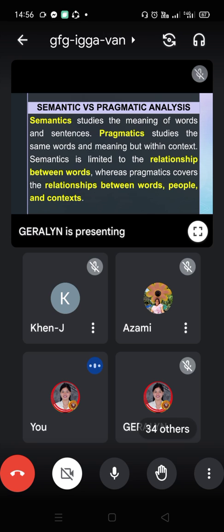Next is we have the semantic and pragmatic analysis. Semantics studies the meaning of words and sentences. Okay? Meaning of words and sentences, as in the literal meaning of words and sentences. But pragmatics studies the same words and meaning within a context. Kung sa ganitong context, do you remember? We have discussed this exam 2 period. Anybody? What is a context? Or what is the relationship of context with syntax?